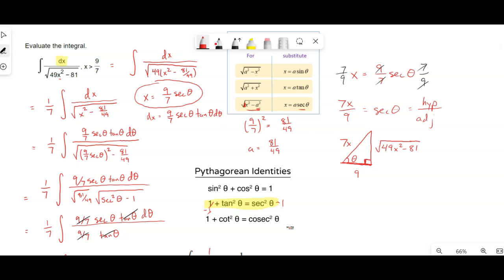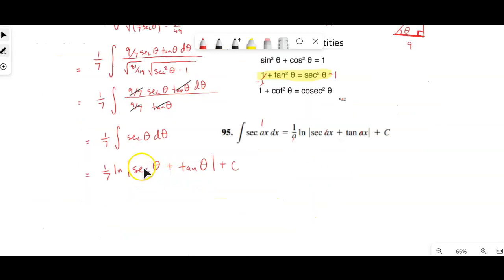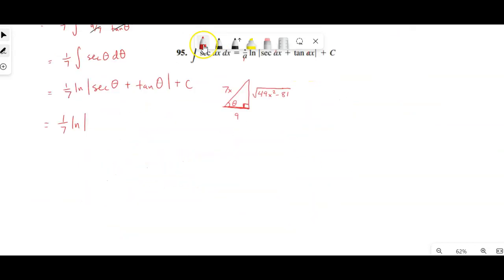But the other thing that shows up in this expression that we have down at the bottom is tangent. I moved our triangle down here so I don't have to keep going back and forth. But again, secant was hypotenuse over adjacent, so that was 7x over 9, plus, now tangent. Tangent is opposite over adjacent. So that's going to be the square root of 49x squared minus 81 over 9.